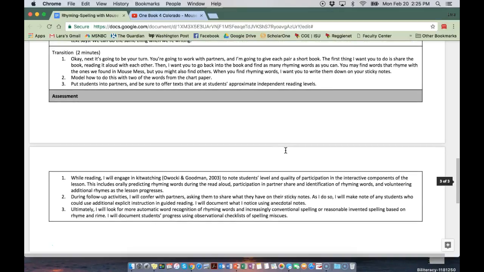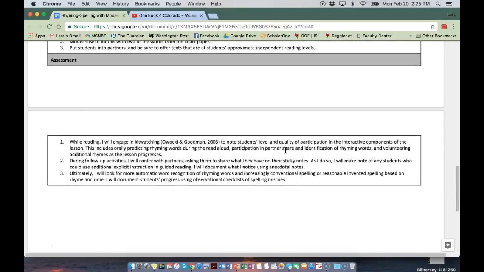Now, in terms of assessment, we also really need to think about what the purpose and focus of the lesson was, and we need to think about being coherent. So we don't want to start assessing things that we weren't teaching, right? So I have articulated here what I'm going to be doing sort of in the moment while I'm teaching.